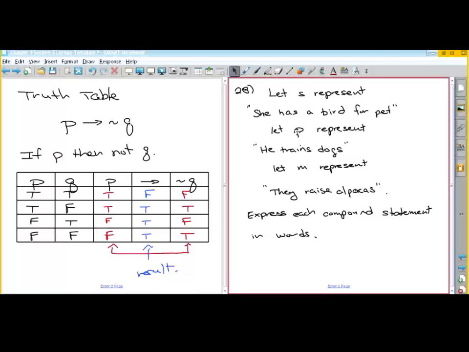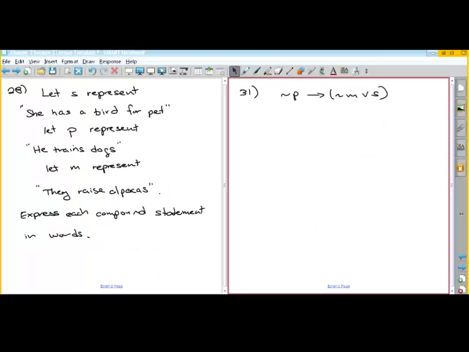So this is problem 28. And what you have is the letters S, P, and M used to represent the statements: she has a bird for a pet, he trains dogs, and they raise alpacas. And what we are asked to do is express the following compound statements in words. So we take basically the symbolic logic and we insert the words.